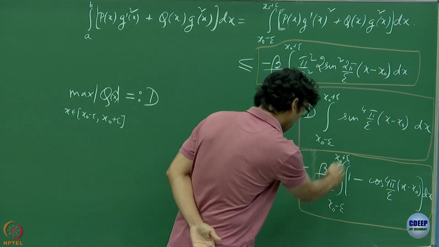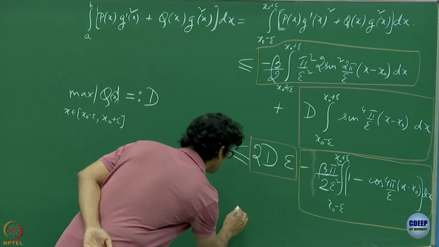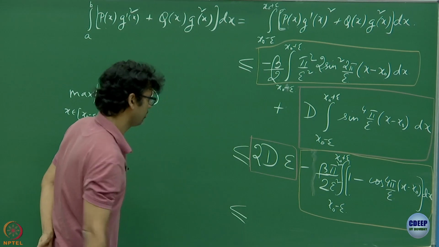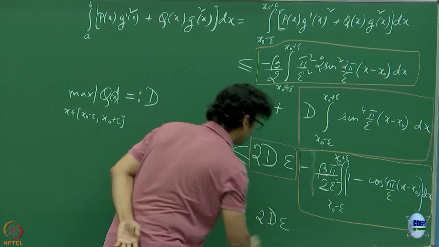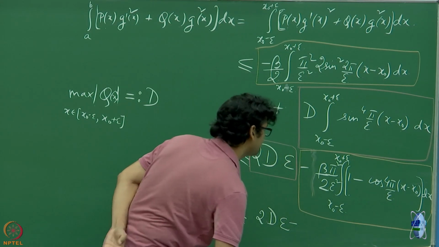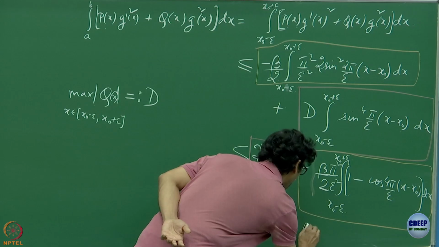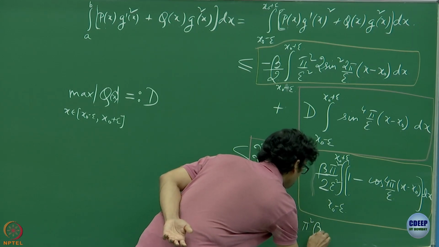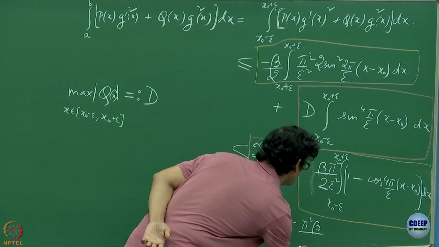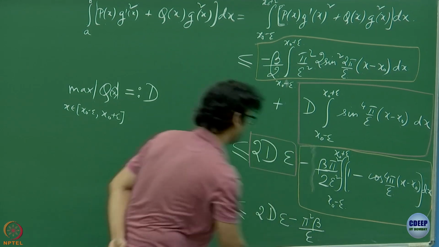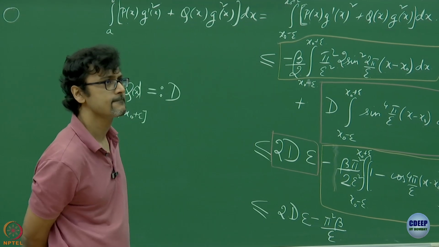Yes. So 2 epsilon and 2 epsilon squared get cancelled out, by dint of which we might write this as 2d epsilon minus pi squared beta upon epsilon, I hope, right? Yes.